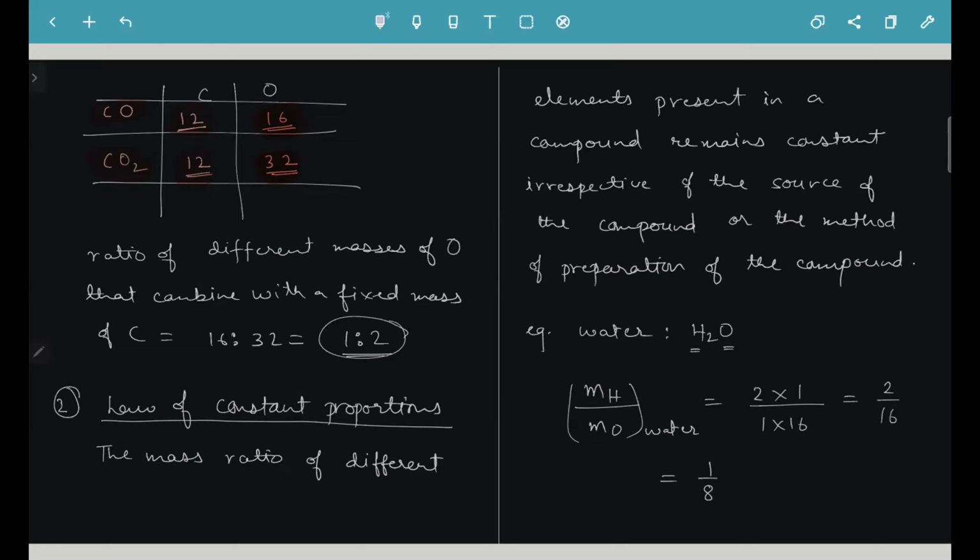Okay. This is also irrespective of the method of preparation of water. Water can be obtained in different chemical reactions. It can be obtained in combustion of a hydrocarbon: CH4 plus O2 gives CO2 plus H2O. Water can also be obtained by neutralization of acid and base: acid plus base gives salt plus water. In whatever reaction water is produced, it will contain hydrogen and oxygen in the same mass ratio, that is 1:8. And this is the law of constant proportions. Understood, everyone?